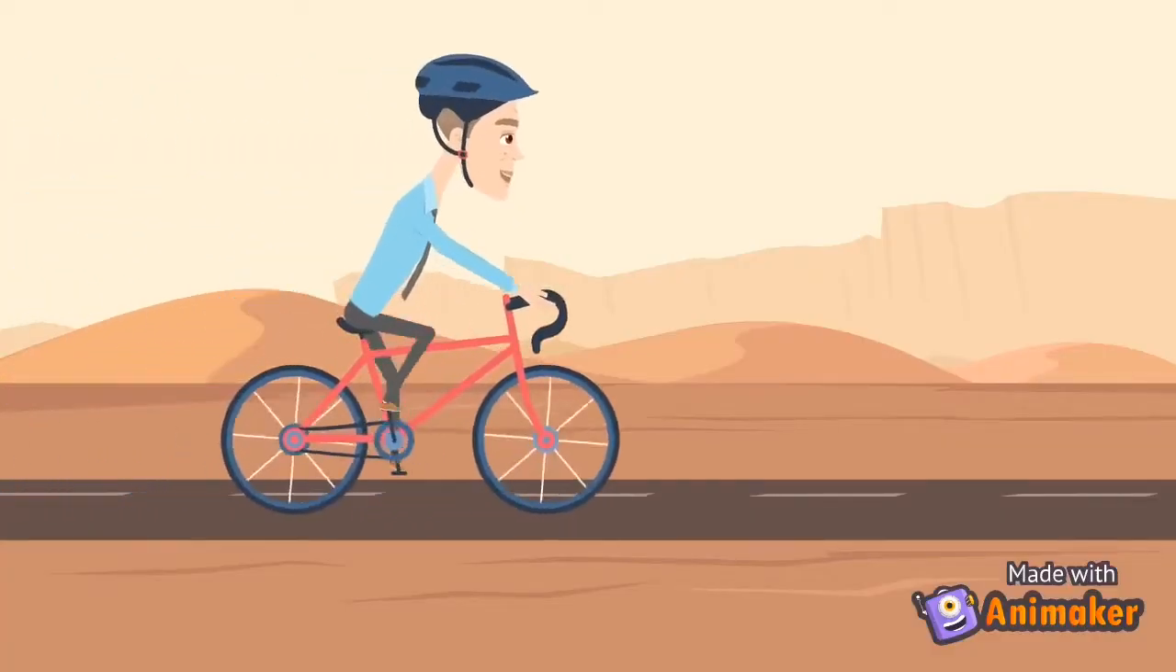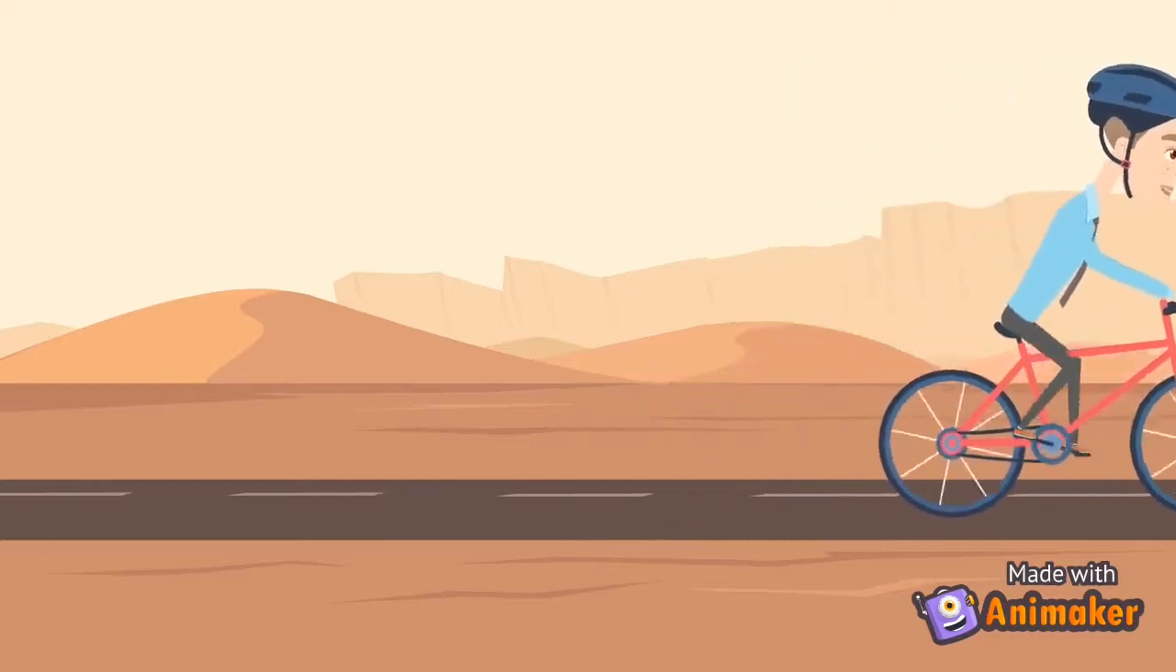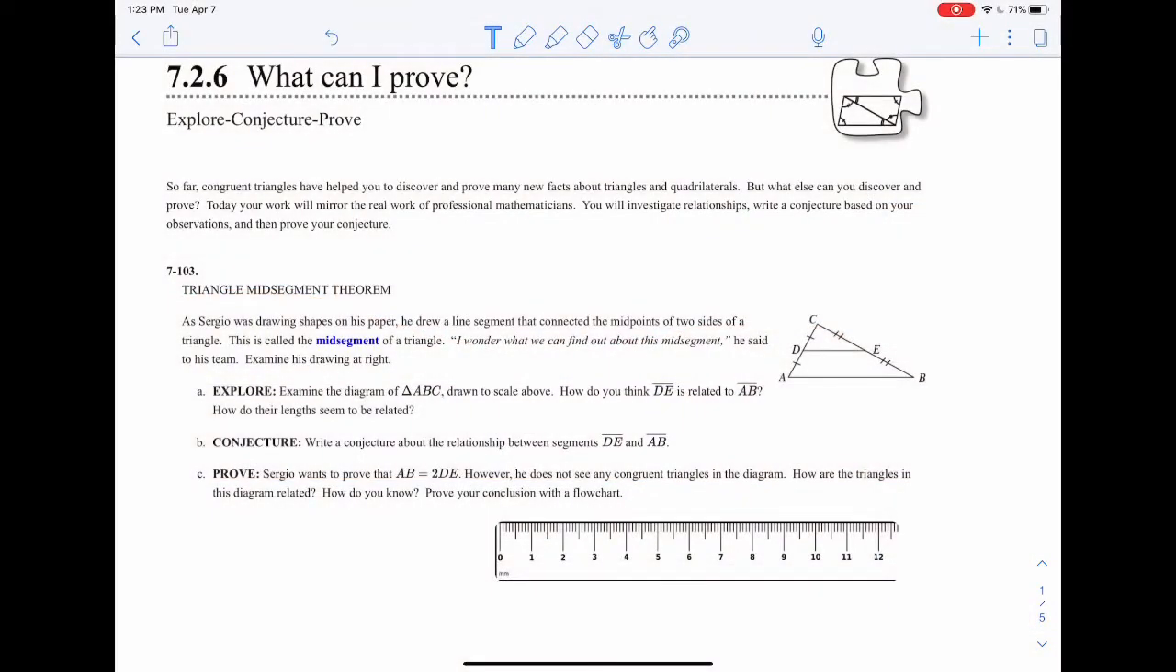What, you think it's weird to wear a bike helmet with a shirt and tie? Whatever. Let's get started.